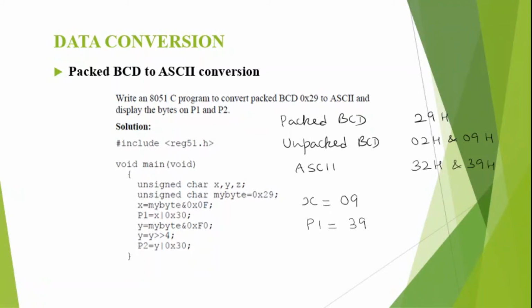Then y is 29 bitwise AND with F0, so we get 20. We have to get unpacked BCD 02, so we shift right 4 bits and get y equal to 02. Then port P2 is y OR with 30, that is 32. So the packed BCD number 29 is converted to an ASCII number which is displayed in P2 and P1 ports, that is 32 and 39.